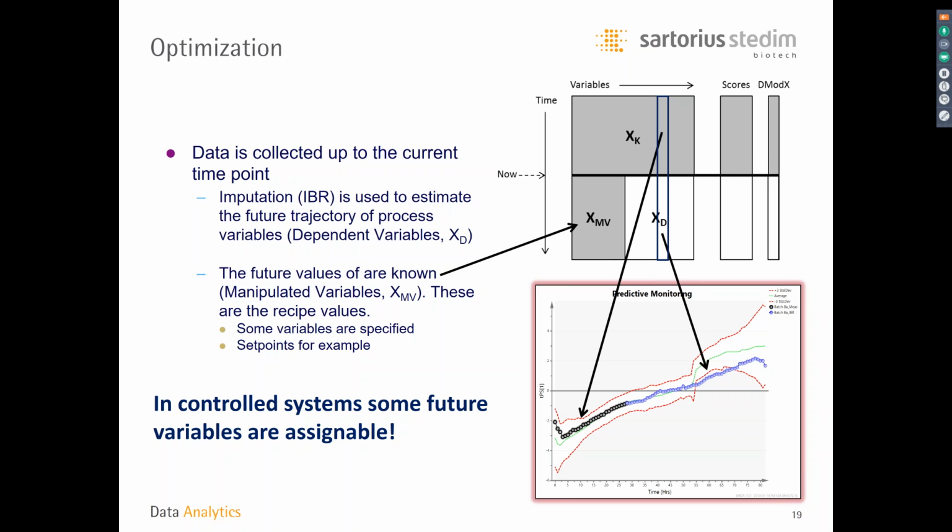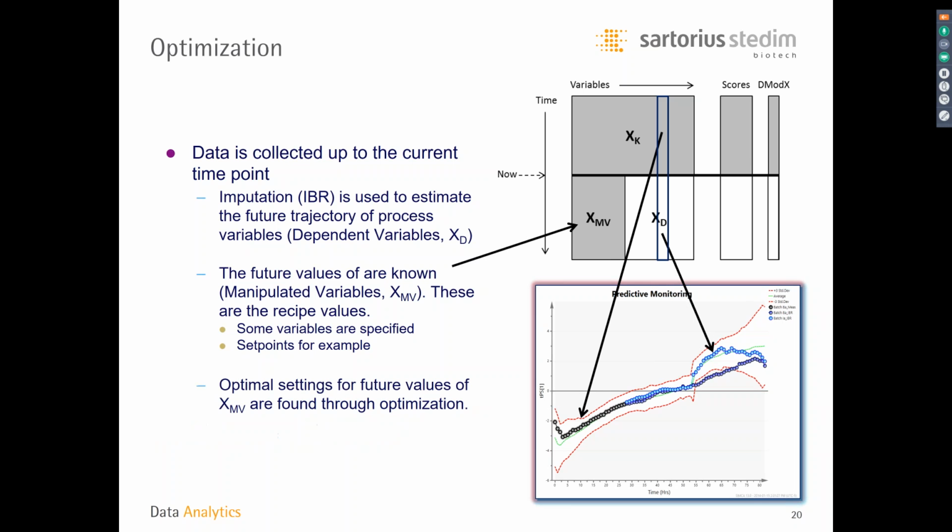And we may have a feed profile, or other things that we can set as part of our recipe or control system. So these future values are actually known. In terms of imputing, even some of these future values are known, and they can participate in the imputation. So the goal in optimization is to select the best set of those future manipulated variables so that my process does what I want it to do.